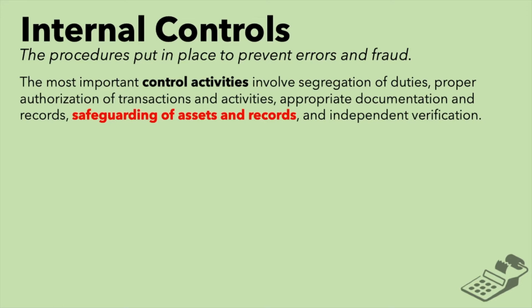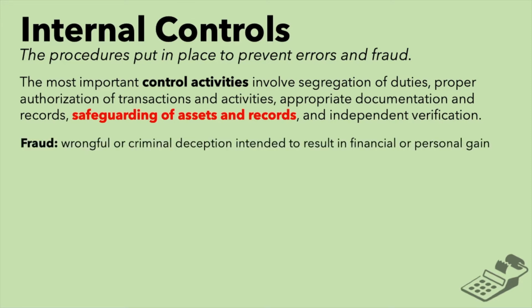The most important control activities involve segregation of duties, proper authorization of transactions and activities, appropriate documentation and records, safeguarding of assets and records, and independent verification. Our focus here in this video is going to be on safeguarding assets and records. What is fraud? Fraud is wrongful or criminal deception intended to result in financial or personal gain.